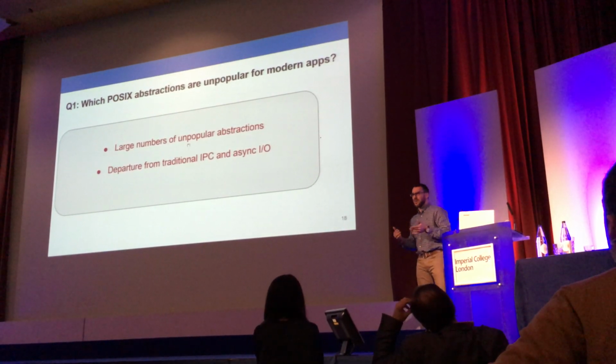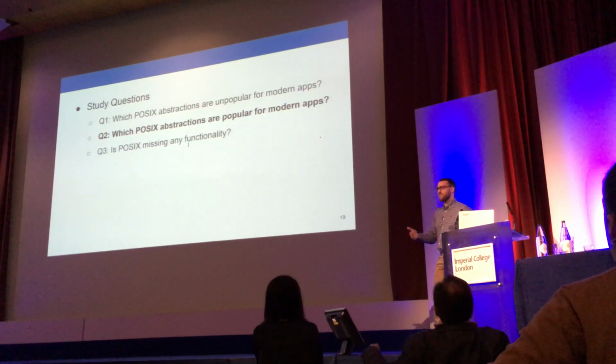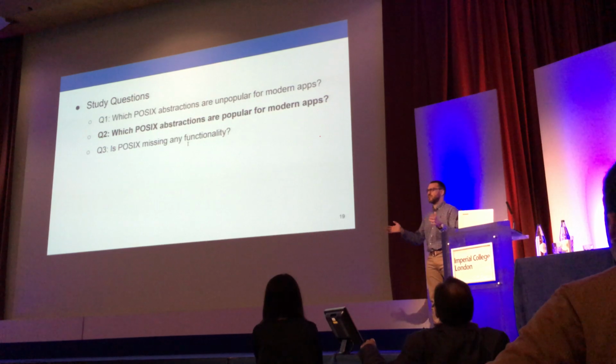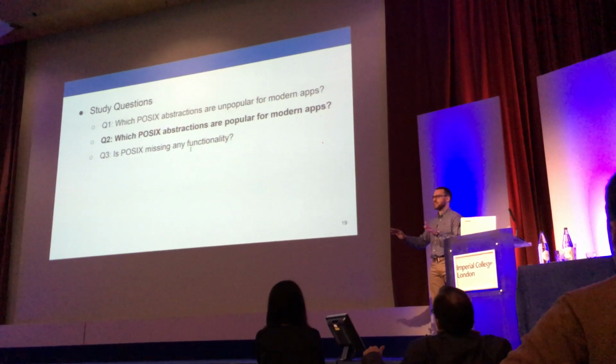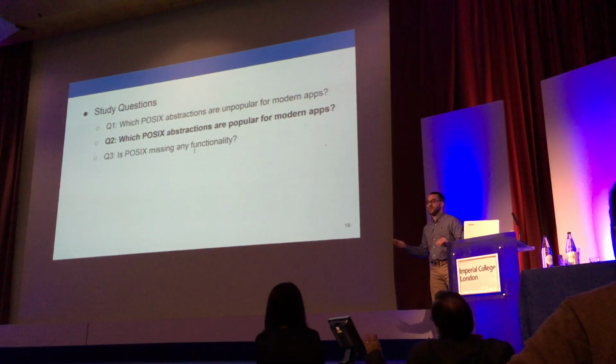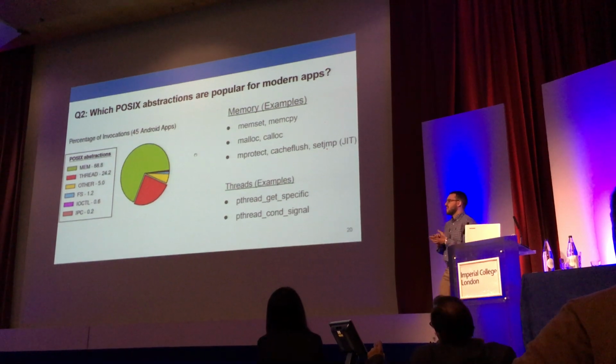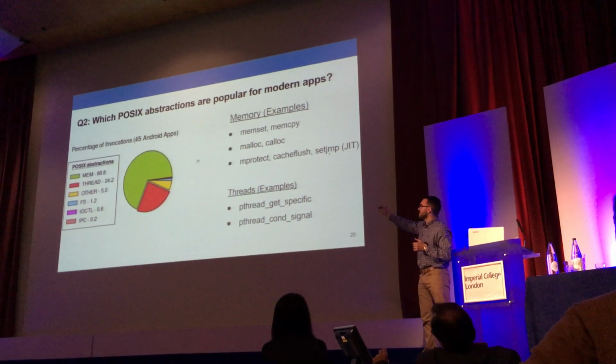Therefore, that naturally leads us to our second question. We have found that POSIX already contains a huge portion of completely unused APIs left in some dusty corner. So what is popular? What are applications using? And we'll answer this with our dynamic analysis on 45 Android applications.